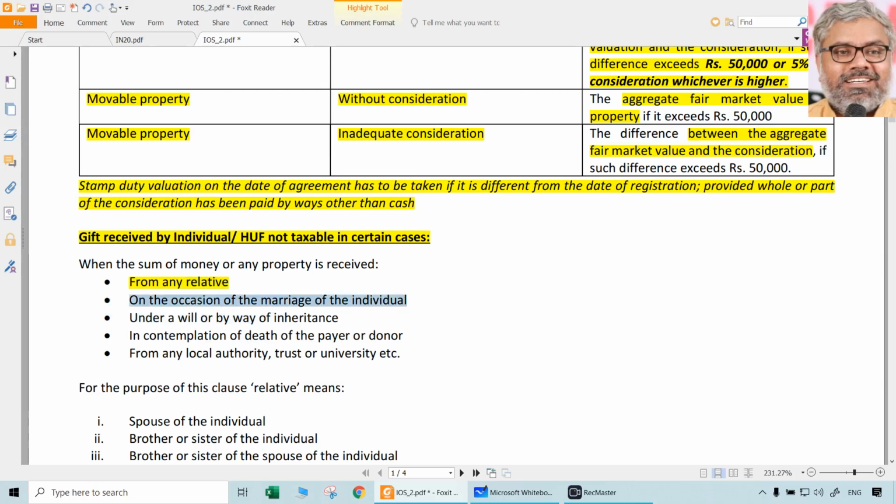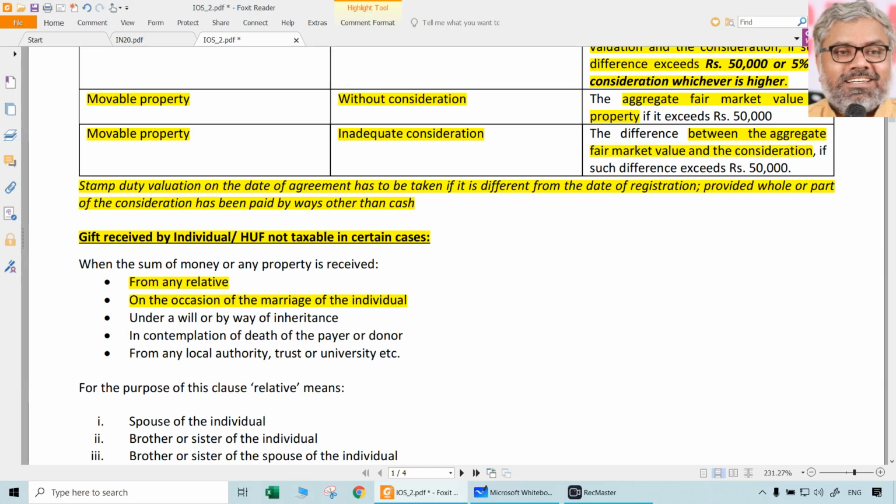Also, it is not taxable if it is received on the occasion of the marriage of the individual. Individual here means the recipient, not the recipient's children, not the recipient's relatives. On the occasion of the marriage of the recipient, if the recipient receives any gift, whatever that might be, that entire amount is not taxable in the hands of that individual, whatever the gifts received.